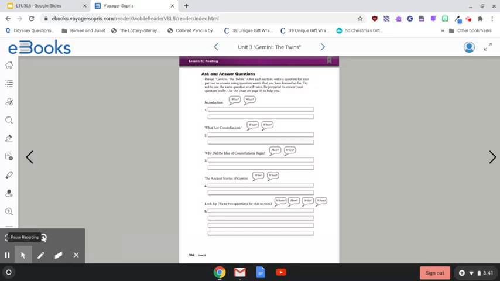Now turn back to page 104. Choose a question word. Try using who or what for this question. Be prepared to answer your question.